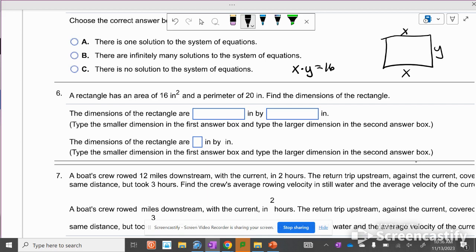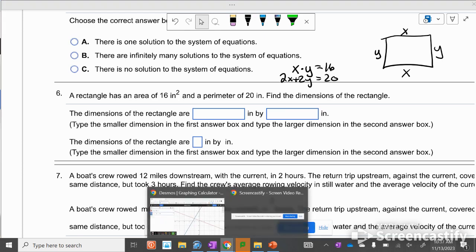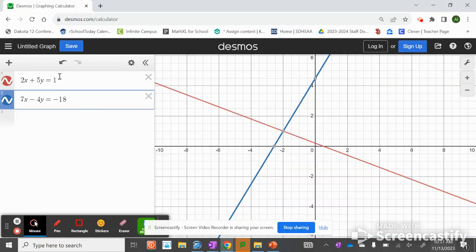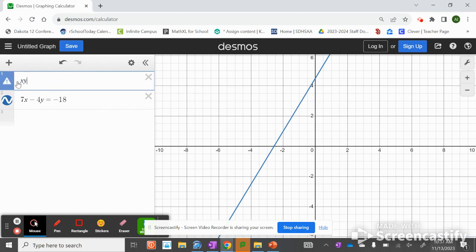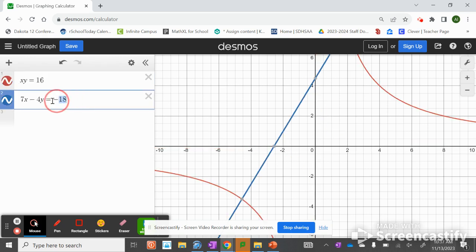For the perimeter, it's 2x plus 2y equals 20. I got to solve those simultaneously. Let's see what Desmos does to them. So I'll go into Desmos. I'll say x times y equals 16. And then 2x plus 2y equals 20.